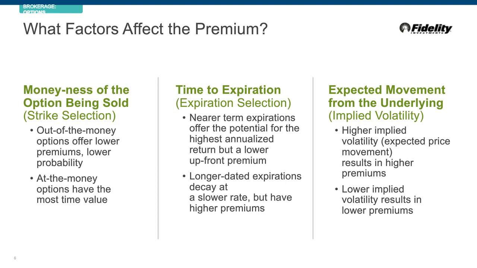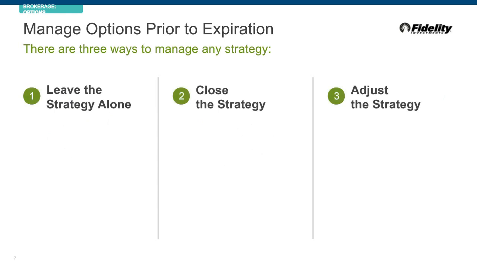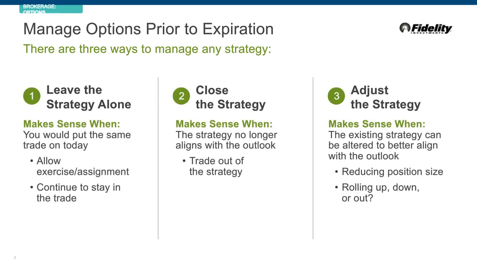As we continue to think through that, that leads us now to the different types of management that we might execute prior to expiration. First, we could do nothing. We could leave the strategy alone, and that would make the most sense if you would place that same trade today. Suppose you had cash in your pocket and you had the option to place a trade. Would you hop into the same trade you're already in? Well, in that scenario, we certainly should do nothing. We continue to stay in the trade.